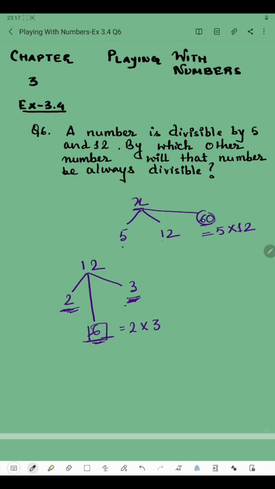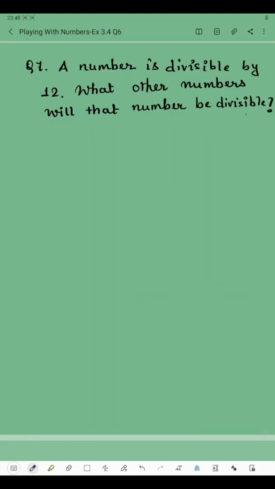So by which other number will that number be divisible? Now when we divide x by this 60, we will get 0 as remainder. So this is the third number. So this third number we can get by multiplying these two numbers, which are 5 and 12, which will be 60. Okay.